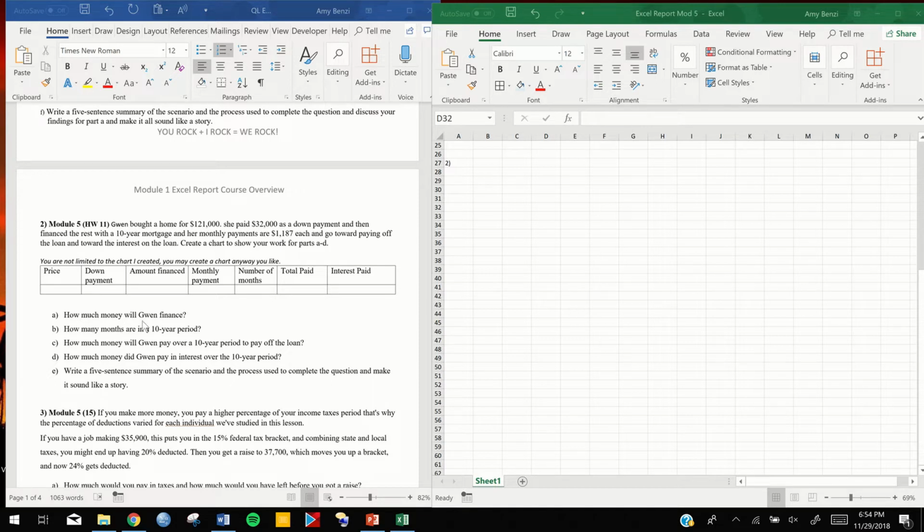How much money will she finance? How many months are in a 10-year period? How much money will Gwen pay over a 10-year period to pay off the loan? How much money did she pay in interest over the 10 years? And then, of course, we will write our famous summaries that everybody always loves to write. Just kidding.